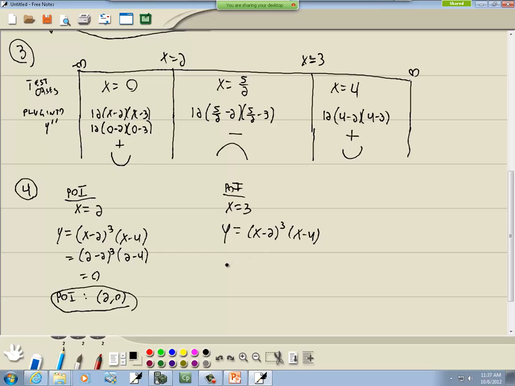This one, if I plug 3 in, I get 3 minus 2 to the third times 3 minus 4. 3 minus 2 is 1. 1 to the third is 1. And 3 minus 4 is negative 1. So that gives us negative 1. So we'll have a POI at 3, negative 1.